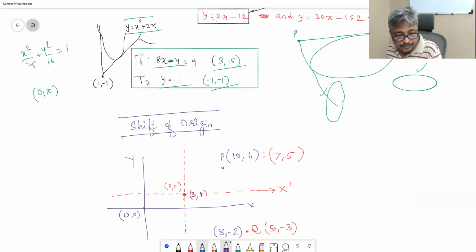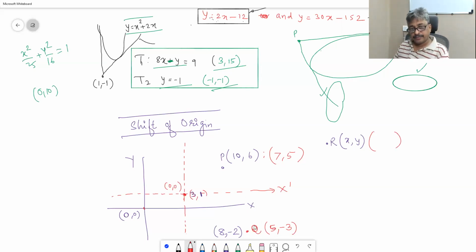If the old coordinate of point R is x comma y, what is the new coordinate of R? Simple. X minus 3 comma y minus 1.